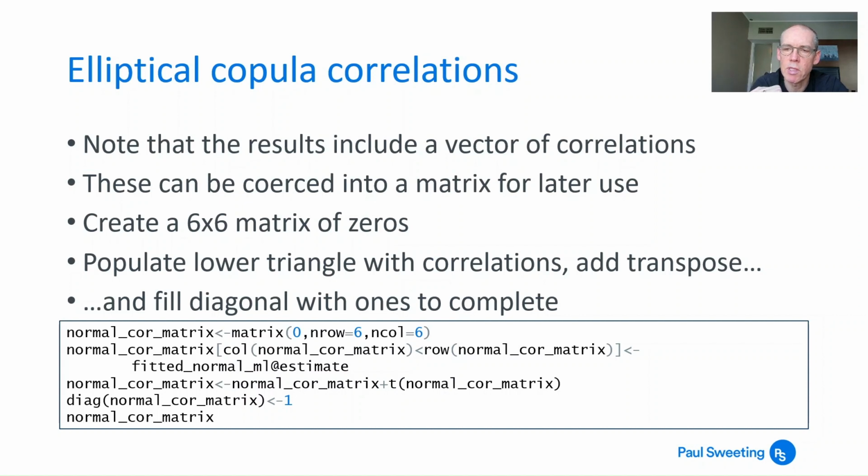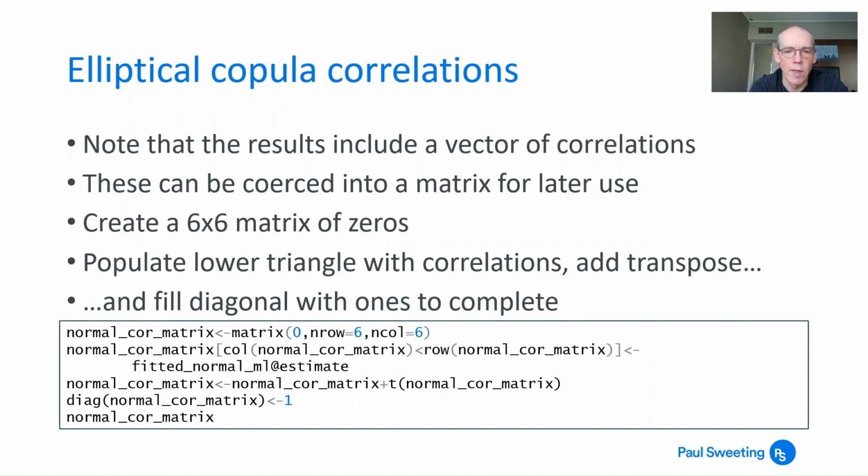What this is, estimate is that list of correlations, and the at before it tells you which bit of fitted normal ML you're going to get. So you remember those slot names that we dug out? One of those was estimate, and to pull that information out of the object fitted normal ML, we just type in fitted normal ML, then at and estimate. That'll give us just the correlations.